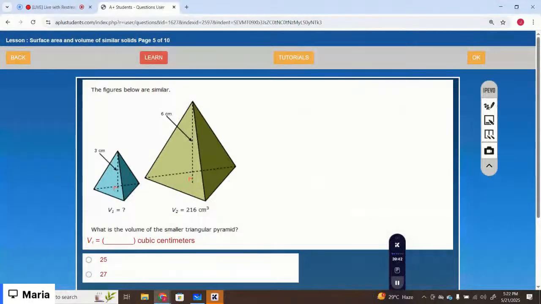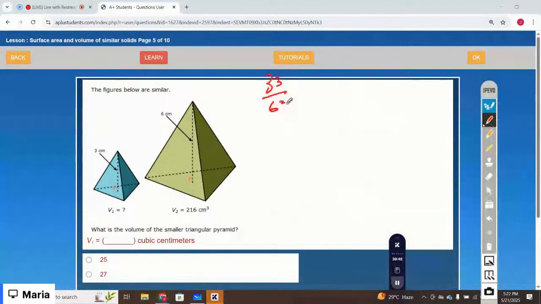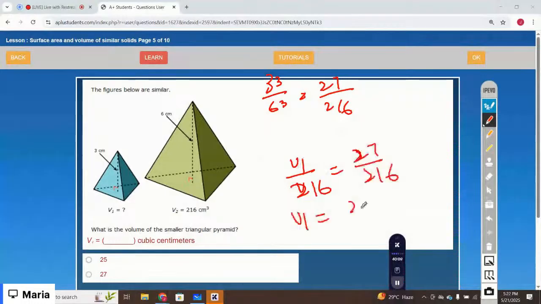So that is 3 cubed divided by 6 cubed. That is 27. 6 times 6 is 36, 36 times 6 is 216. So V1 divided by 216 equals 27 divided by 216. Cross multiply: 216 times 27 divided by 216. So they cancel out each other. We are left with 27. Option number 3 is the correct option. That is 27.